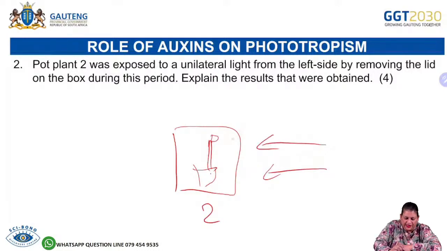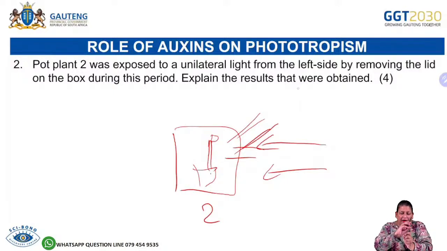So they actually now remove the lid over here, right? And they allowed light to come through here. So they cut it and allowed light to come through on this side. The light was coming through there. Explain the results that we obtained. Now we treated this one differently. We are now taking the lid off the box and allowing light to come from one side, from the left.